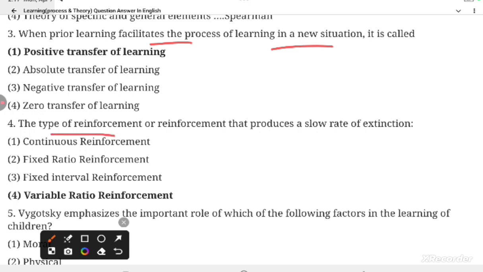Question 4. The type of reinforcement that produces a slow rate of extinction. Our options are continuous reinforcement, fixed ratio reinforcement, fixed interval reinforcement, and variable ratio reinforcement. Correct answer is variable ratio reinforcement. The type of reinforcement that produces a slow rate of extinction is variable ratio reinforcement.